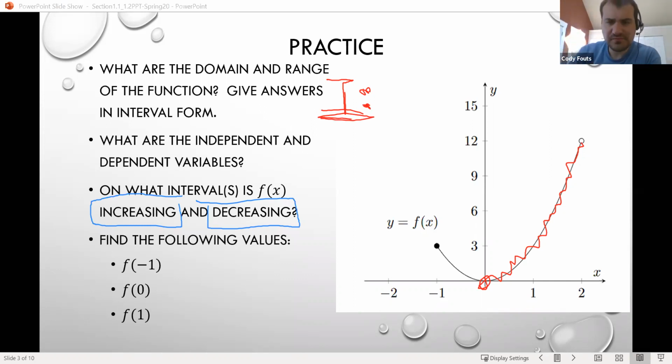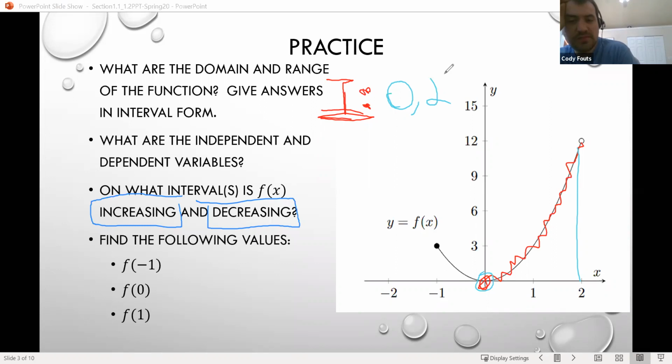Okay. So I see here that the input values start down here, seems to be at 0, and it goes over here to 2. So we have 0, 2.